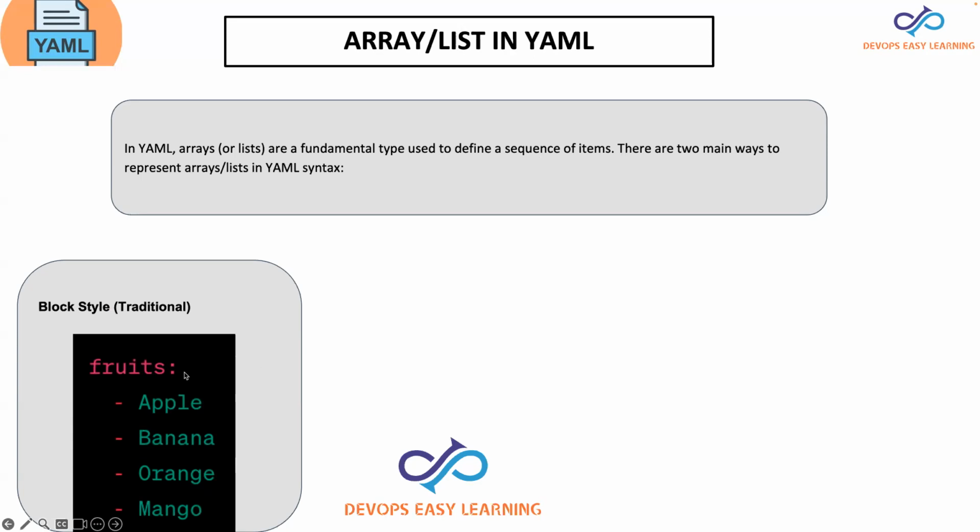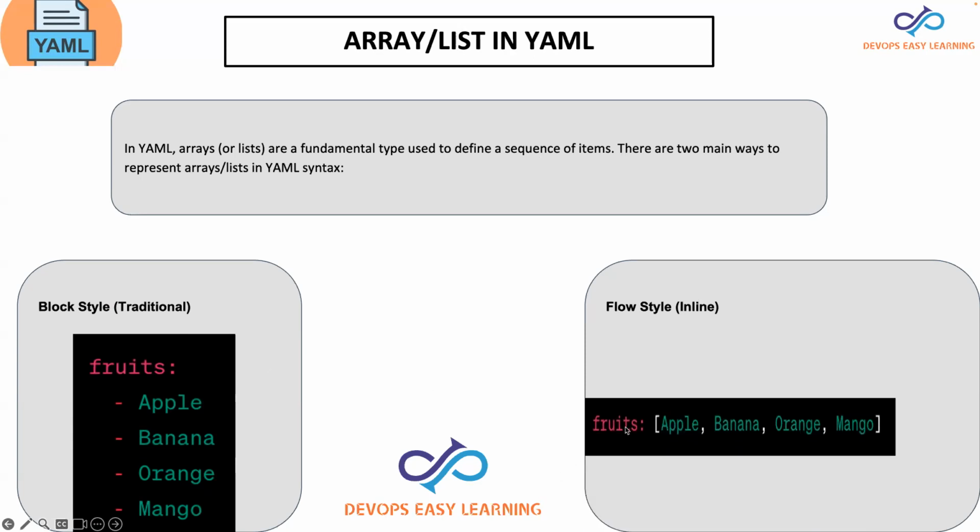You can either write the list in the block style, which is the traditional way to write a list, or you can use the flow style, which is another way you can write your list too. But to be honest, in the industry, most of the time, people prefer the traditional way, which is the block style, instead of the flow style. The block style makes more sense to read.